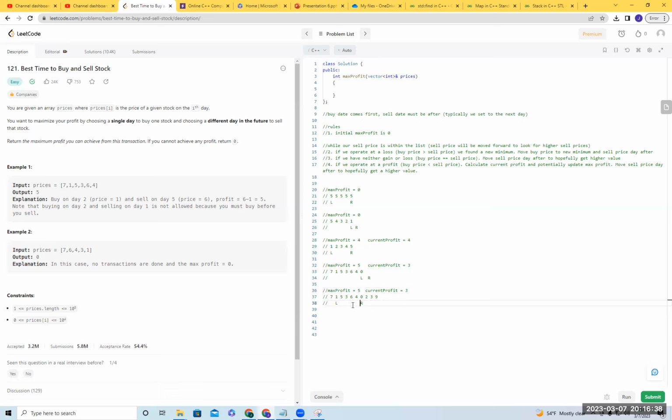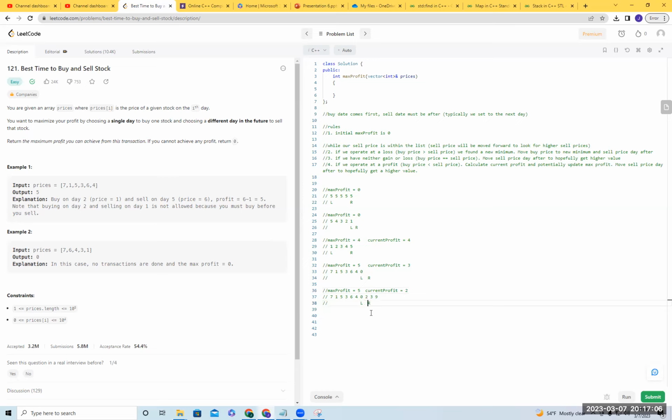Since this is operating at a loss, we're going to move the left pointer to where the right is. We're going to move the left pointer right here, and we're going to move the right pointer right there. Now we have some more values, and we can start seeing if we operate at a profit. In this case, I do operate at a profit. I make $2, but that doesn't beat my max profit.